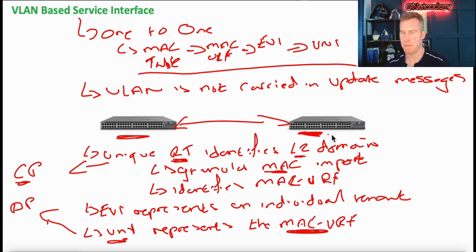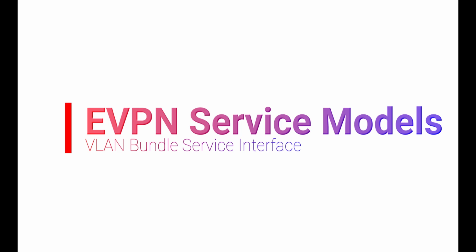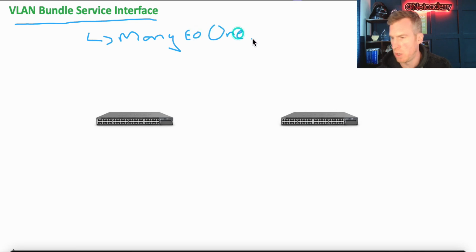But how does this then differ to the next EVPN service model, which is the VLAN bundle service interface? And now we move on to the VLAN bundle service interface. And again, I'm just going to call this VLAN bundle or VLAN bundle service. I'm not going to say the whole thing, or I don't plan to, just so you're aware. And unlike the VLAN based service interface, which was a one-to-one, in this EVPN service type, this is a many-to-one service model.